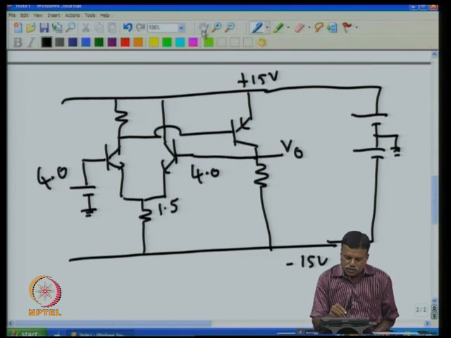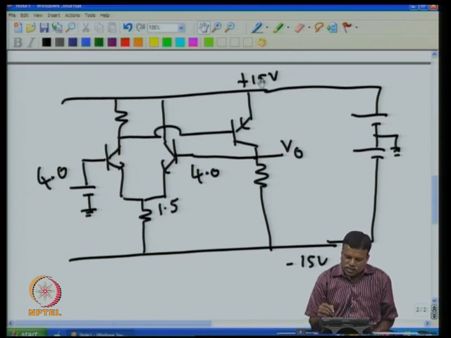Now we said temperature has no effect. What about supply change? Suppose supply voltage is plus 15, it goes to 20, no problem. If this goes to 20, this is trying to also go up. Or if the current tries to increase more, then automatically the base emitter voltage will increase, and that will increase the conduction here, and this voltage will go high. If this goes high, then this difference increases, and this will decrease and this current will decrease, and automatically it will pull back.